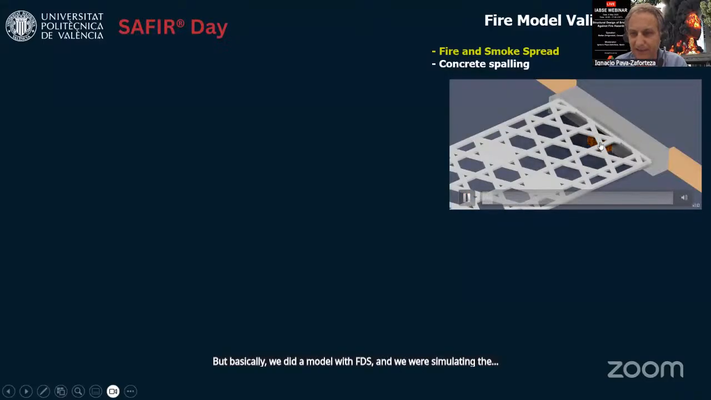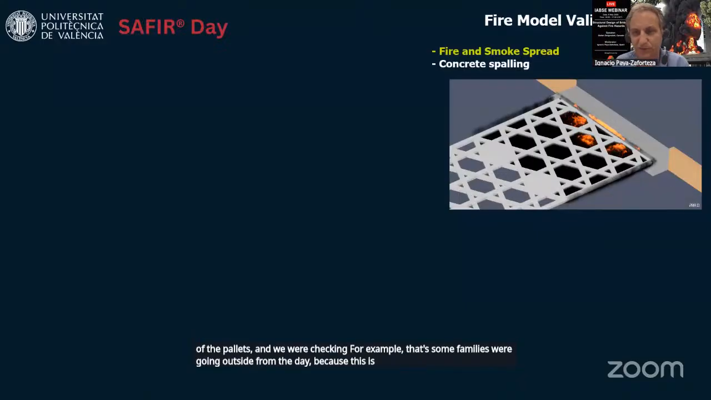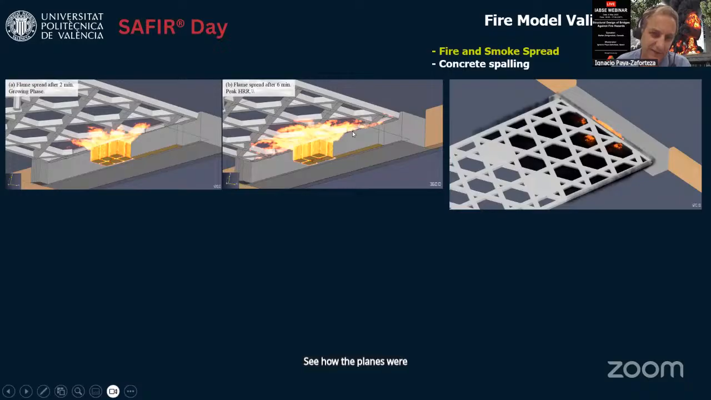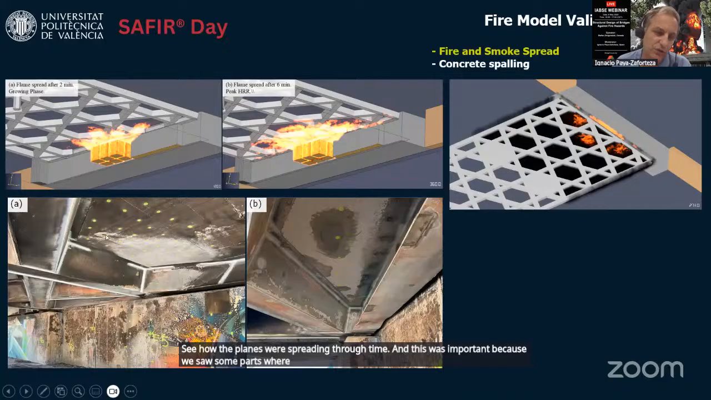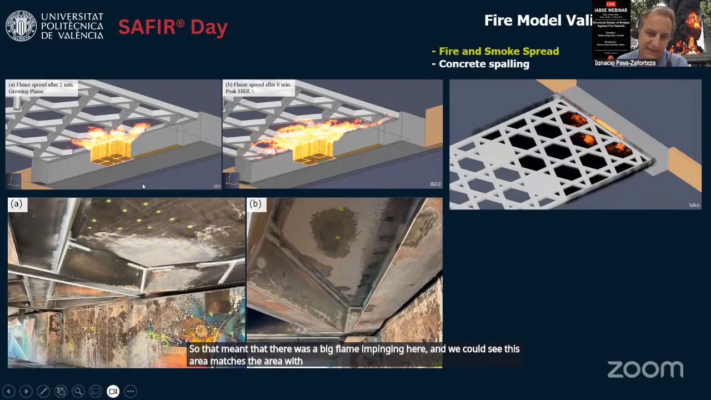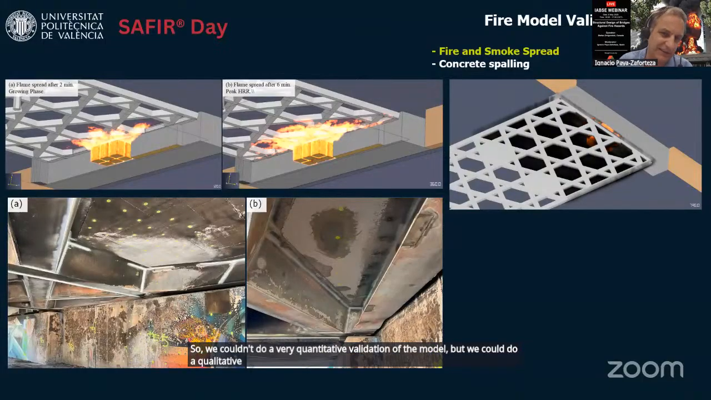the fire of the pallets, and we were checking, for example, that some flames were going outside from the deck because this is something that was observed during the real event. We could also see how the flames were spreading through time, and this was important because we saw some parts where there was no soot. So that meant that there was a big flame impinging here, and we could see this area matches the area with the flames here. So we couldn't do a very quantitative validation of the model, but we could do a qualitative validation of the fire model.